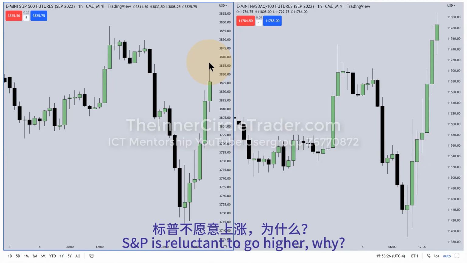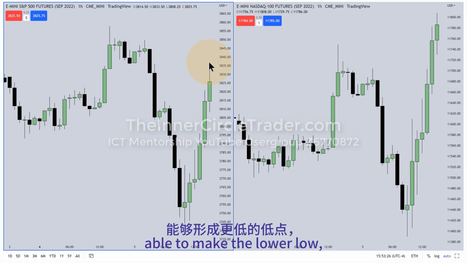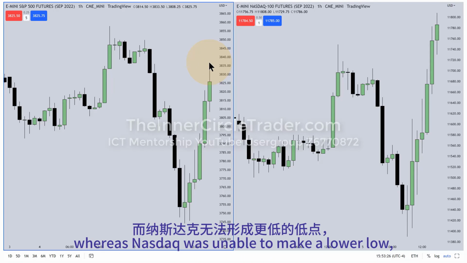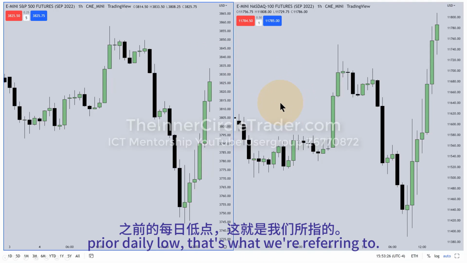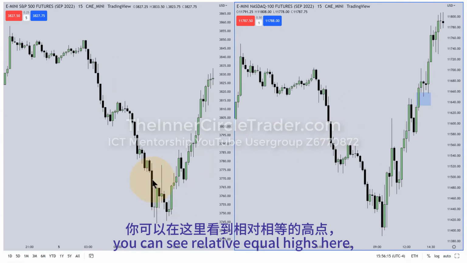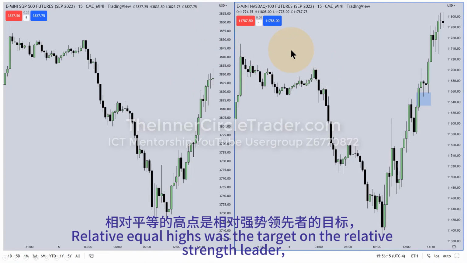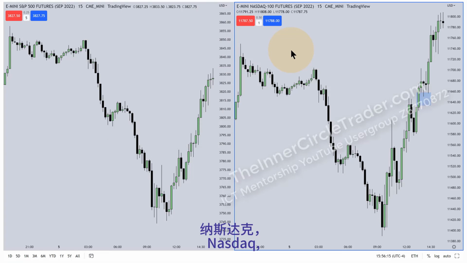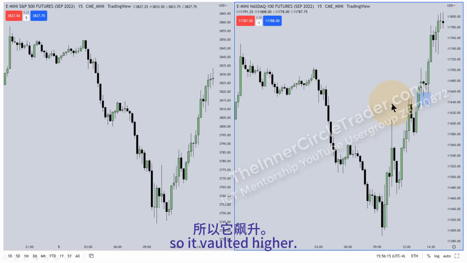S&P is reluctant to go higher. Why? S&P is able to make the lower low, whereas NASDAQ was unable to make a lower low. Prior daily low, that's what we're referring to. All right, 15-minute time frame. You can see relative equal highs here, not touched yet with S&P. Relative equal highs was the target on the relative strength leader, NASDAQ, because NASDAQ was unwilling to go to its previous day's low. So it vaulted higher.